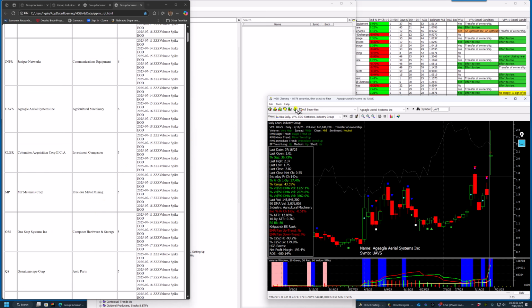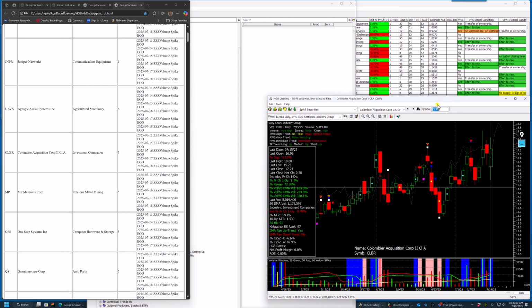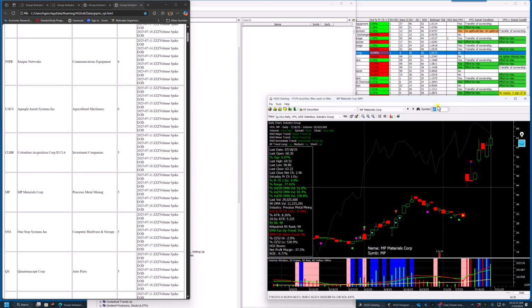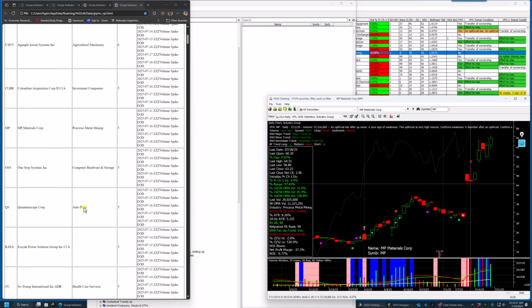Let's go down here. CLBR. Kind of choppy. MP, this is a good one. It appeared right here. Look at that volume. Of course, this gap up. And I want to go down to QS.